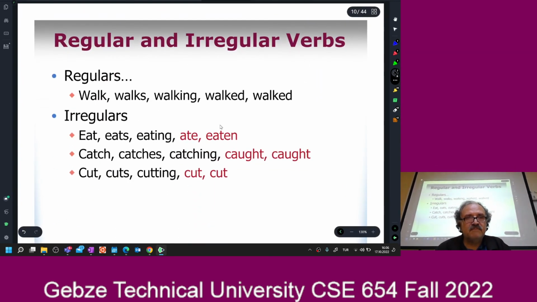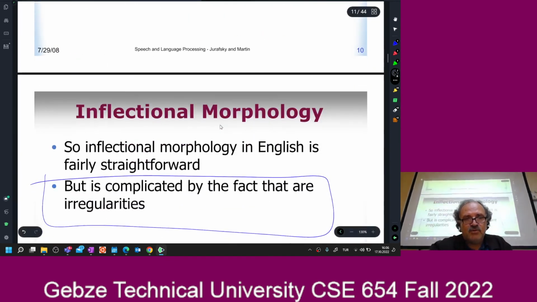Okay. So regular versus irregulars. This is the simple stuff they teach you when you start learning English. Easy to handle by a finite state automata. Let me show you one example.